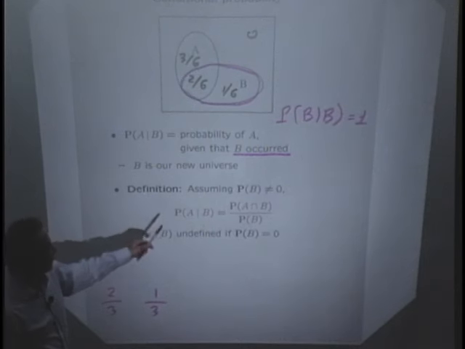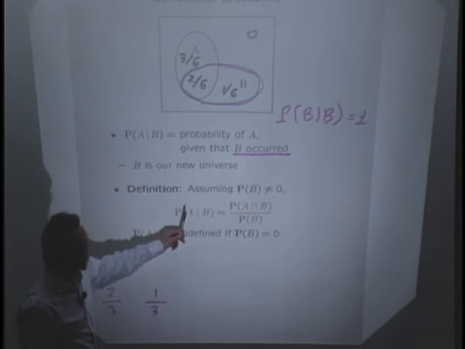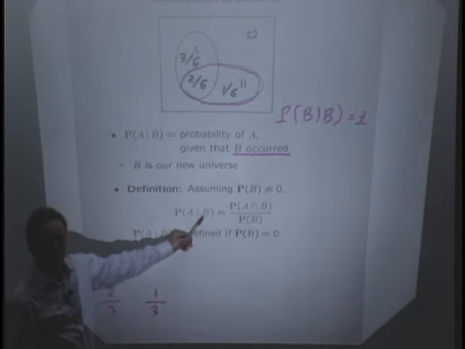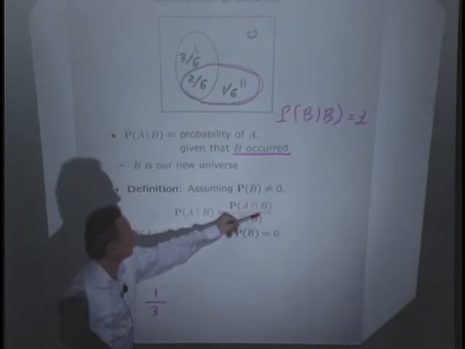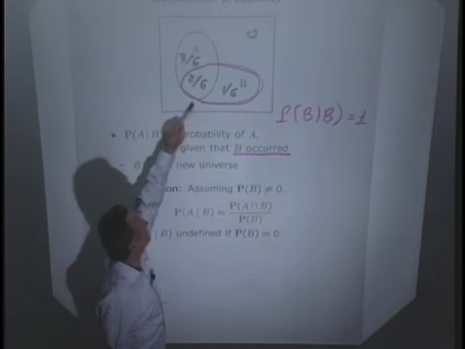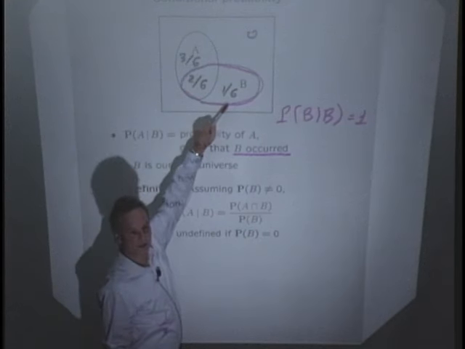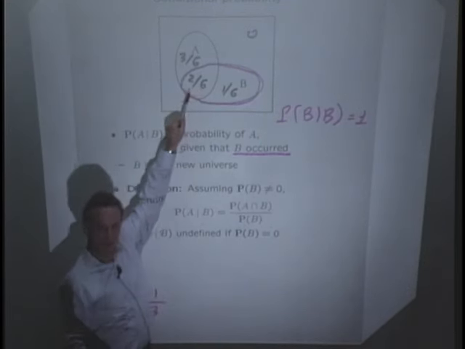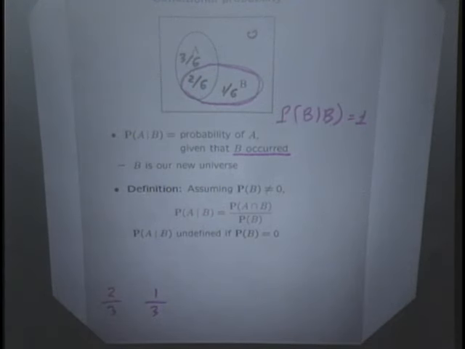The definition says the following, that the conditional probability of A given that B occurred is calculated as follows. We look at the total probability of B, and out of that probability that was inside here, what fraction of that probability is assigned to points for which the event A also occurs.